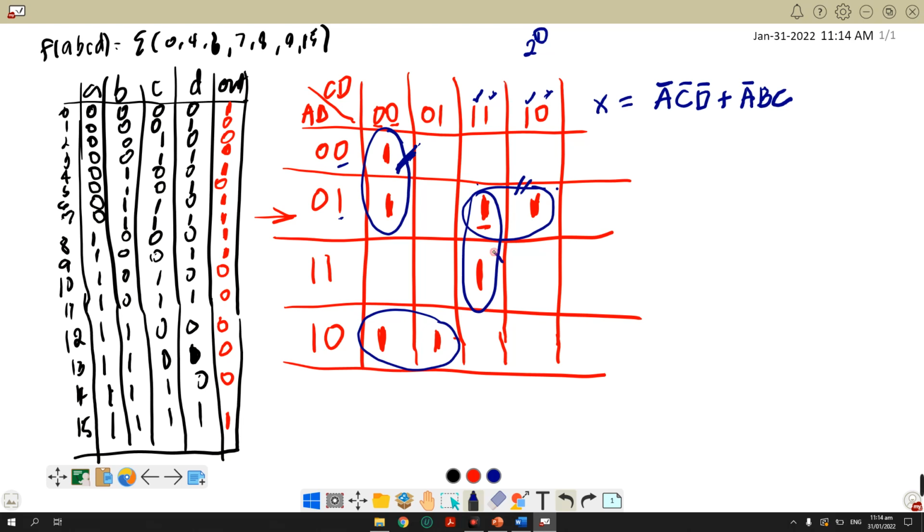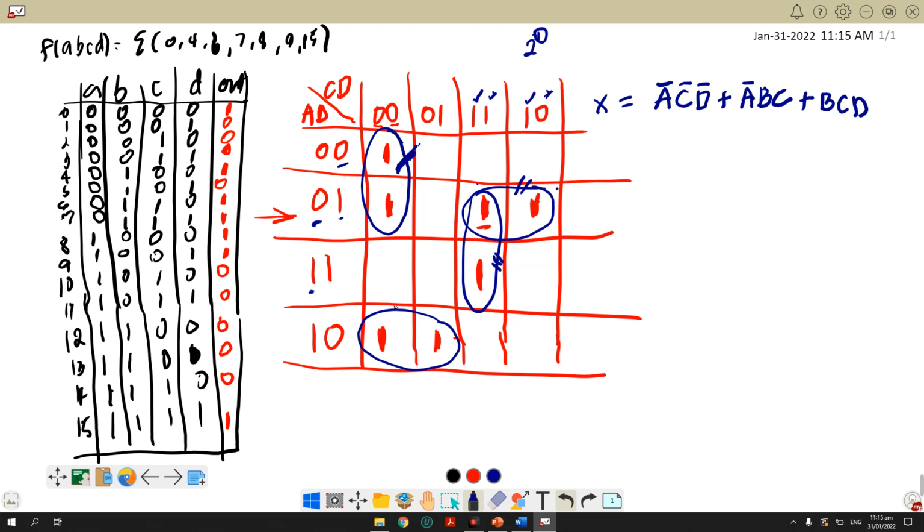How about this third grouping? How about the A? Our A changes from 0 to 1, so it will not be included. How about the B? The B here is 1. The B is also 1. So we will consider the B. How about the C and the D? Because they are on the same column here, so we will consider CD.